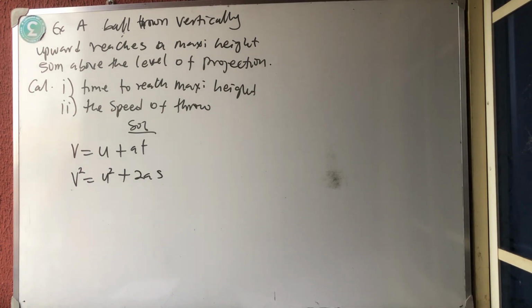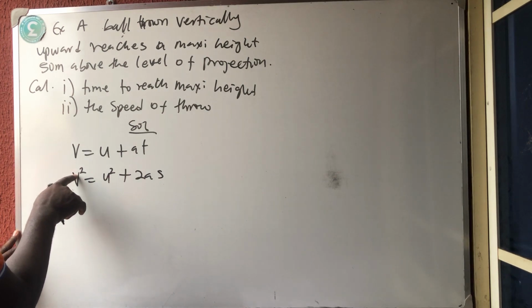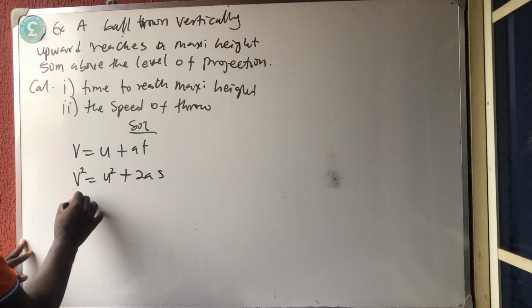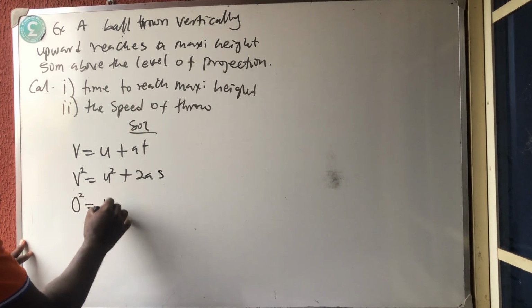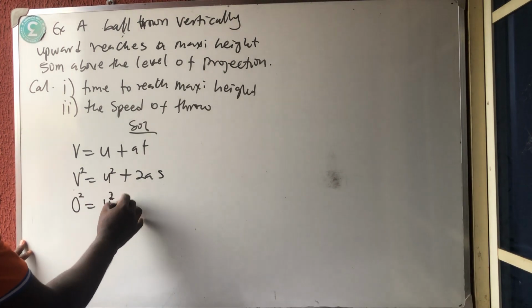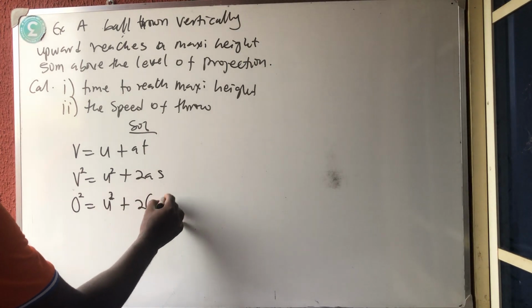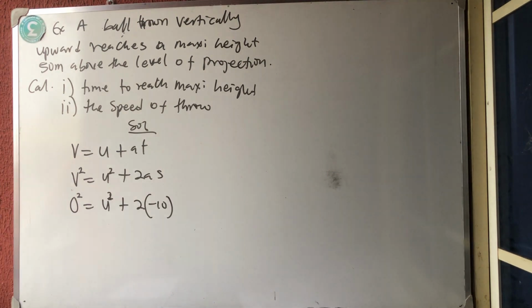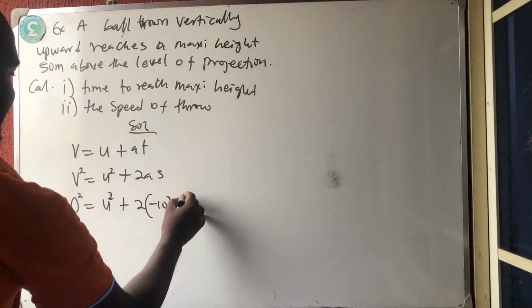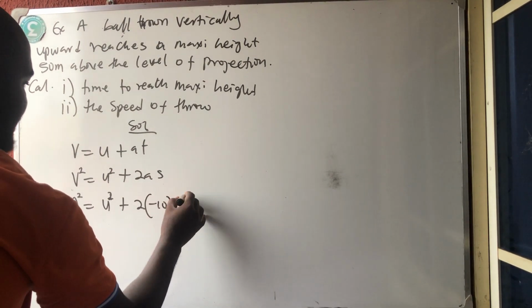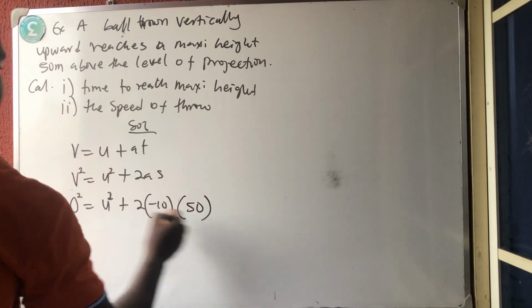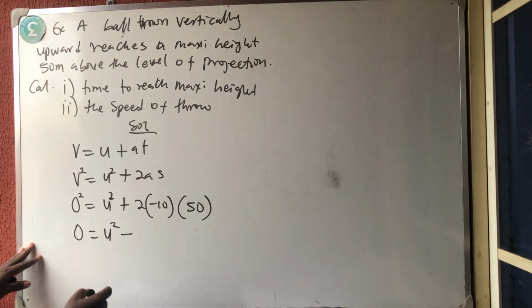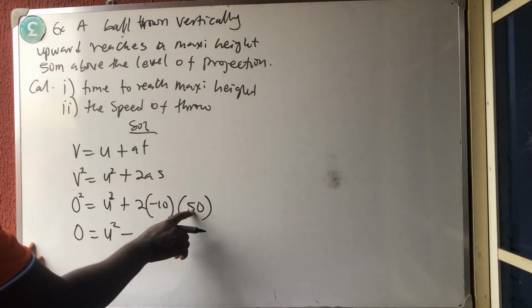So the final velocity v is 0 because it's been thrown up. So I'm having 0 squared is equal to u squared, which I'm looking for, plus 2 bracket minus 10. Why did I use minus 10? Because it is being thrown against acceleration due to gravity, times my height. My s is my height, and my height there is 50. So what do I have now? 0 is equal to u squared minus 2 times 5, 10.